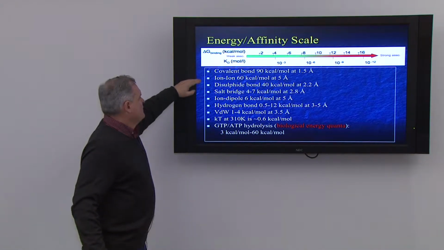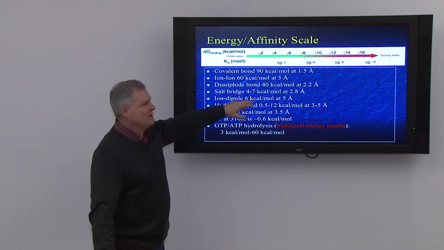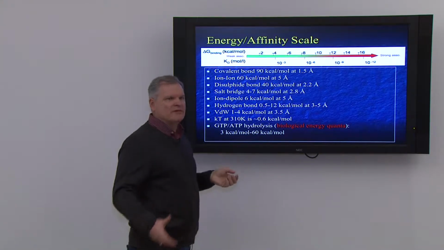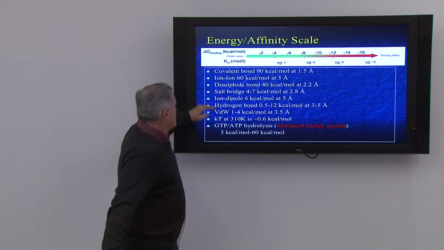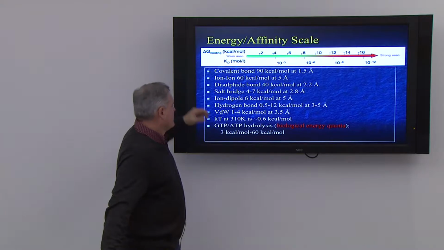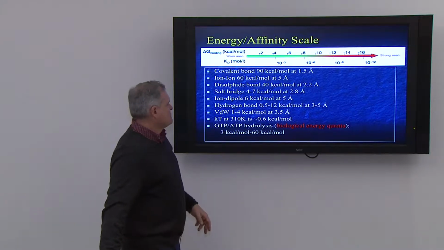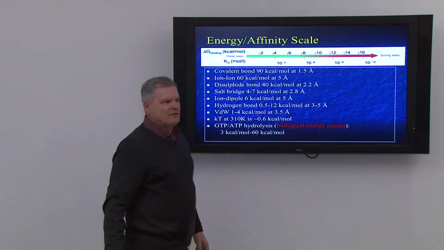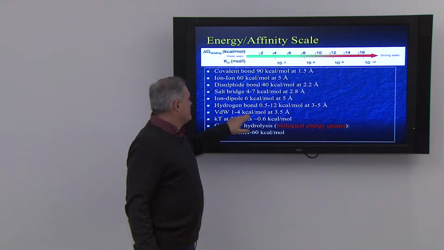Ionic bonds about 60, disulfide 40, salt bridges 4 to 7 kilocalories per mole. By the way, that's also a biochemical energy unit, which you're probably familiar with in cell biology too. We'll switch to physical in a second. But the weakest of these bonds are the hydrogen bond and van der Waals bond. Hydrogen bonds, the weakest, are about 0.5 kilocalories per mole, typically in the mid-range 5 or 6 kilocalories per mole, and van der Waals 1 to 4.